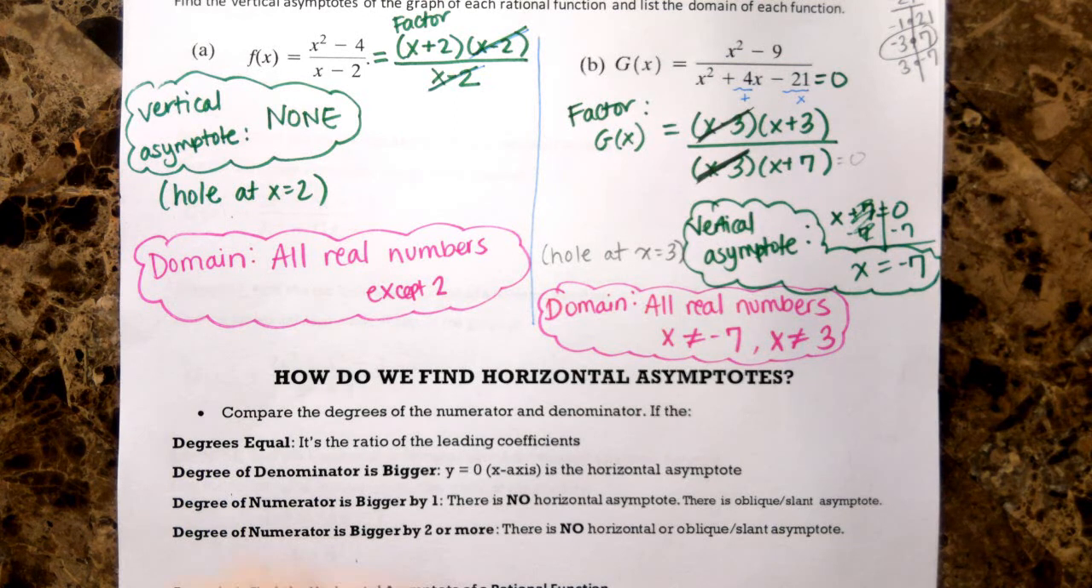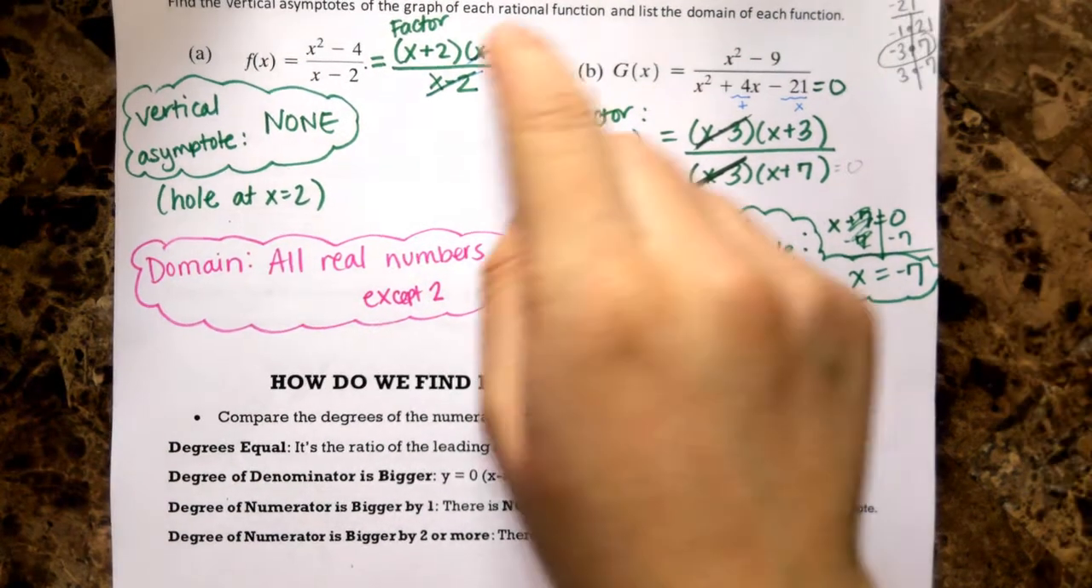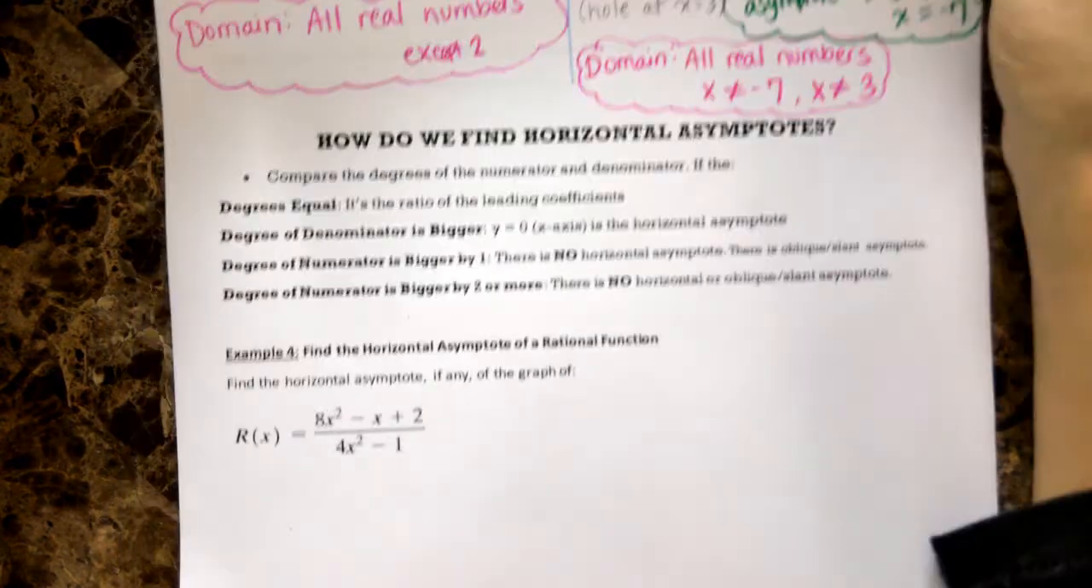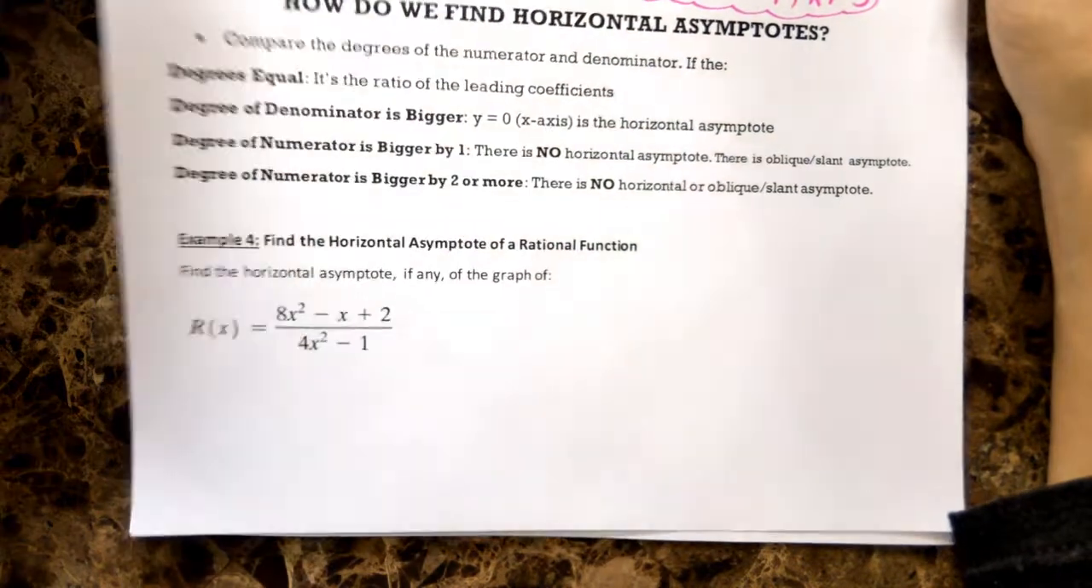Alright, so that wraps up vertical asymptotes, and that's how you would find the vertical asymptote of any rational function. Just look at the denominator and see what's going to make that denominator equal to 0. Okay. The next part of this lesson is horizontal asymptotes.